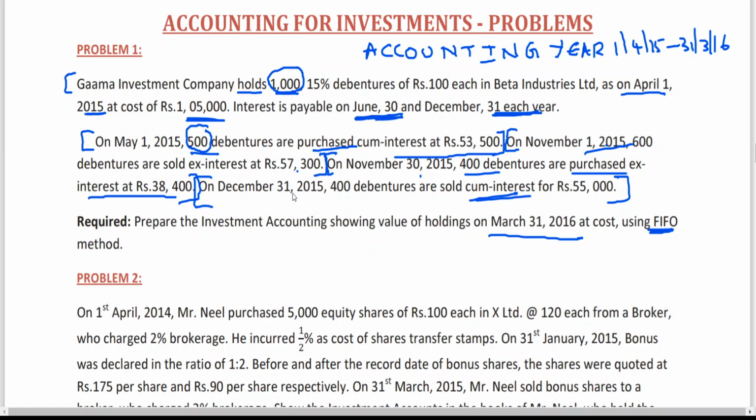Since cum interest has been given, this quotation price is 55,000. Once it has been sold, the interest coupon, generally when the debentures are issued, the company will be giving coupons. But interest coupon is with whom? The buyer now. That buyer will be presenting it. So either the buyer is paying to me or the company is paying to me, it doesn't affect. But since the cum interest has been given, this 55,000 rupees is including accrued interest. Okay. So what I am doing now, timeline I am taking you, 31st December, 400 debentures sold.